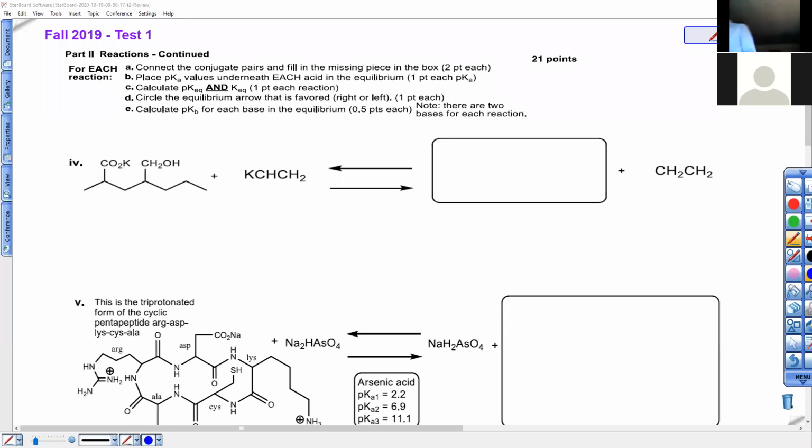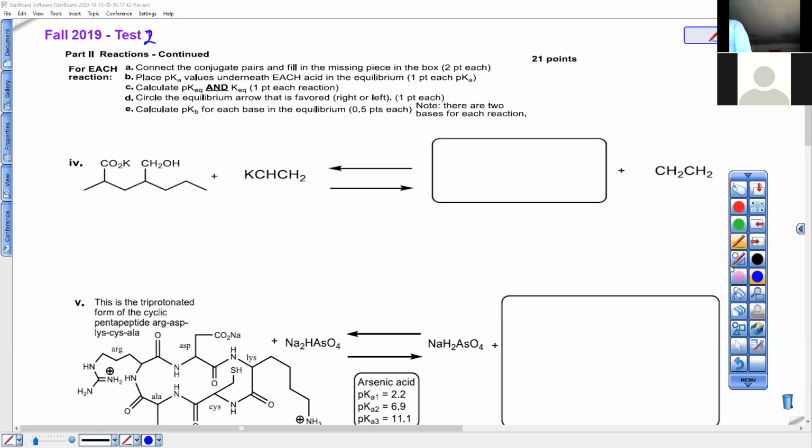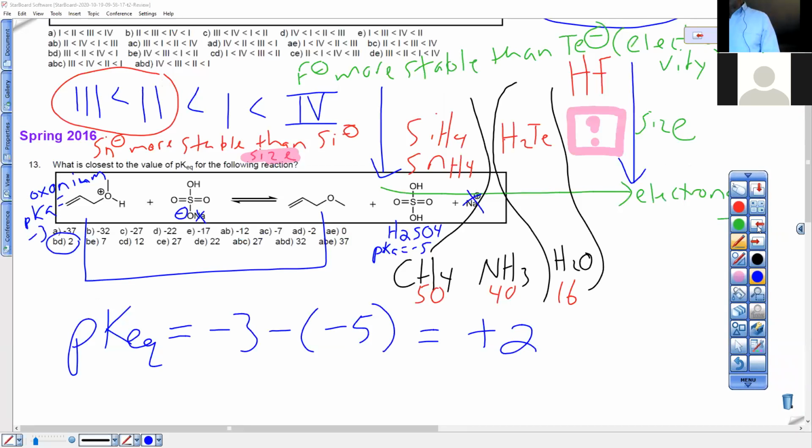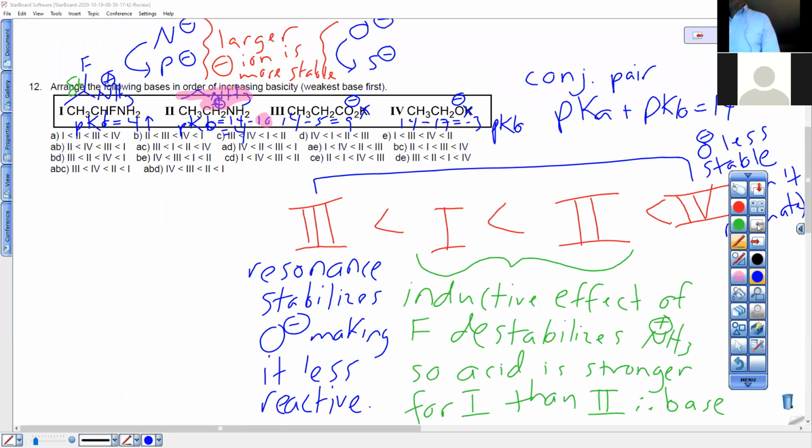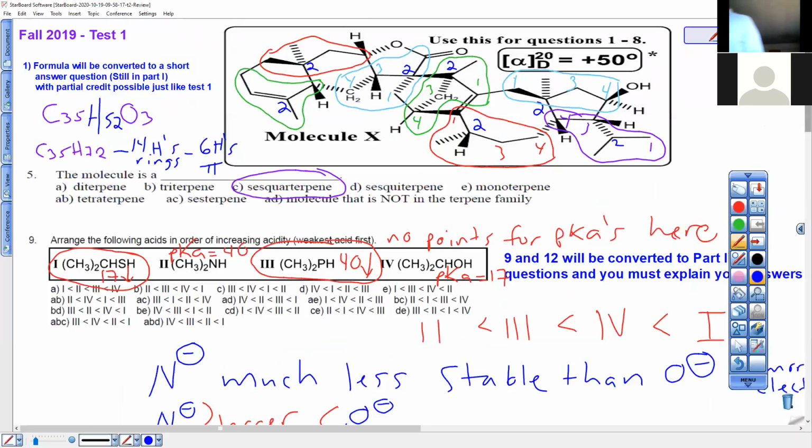And here we go. Fall 2019, test one. It's not test one. I think I made that typo all the time here. Test two. Okay. Test two. All day. Test two.